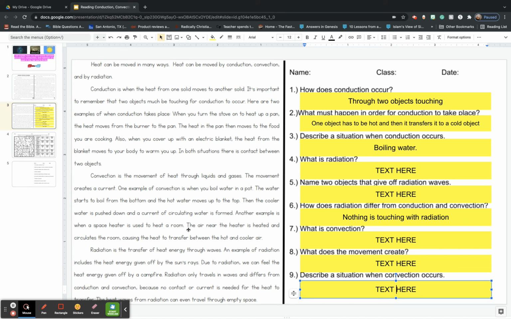That's convection current. But try to think of a situation where convection occurs that is not given in this passage. Okay, those are the answers, and that has gone through the whole assignment.